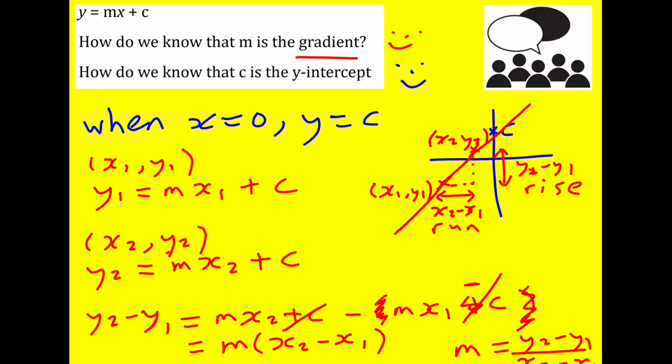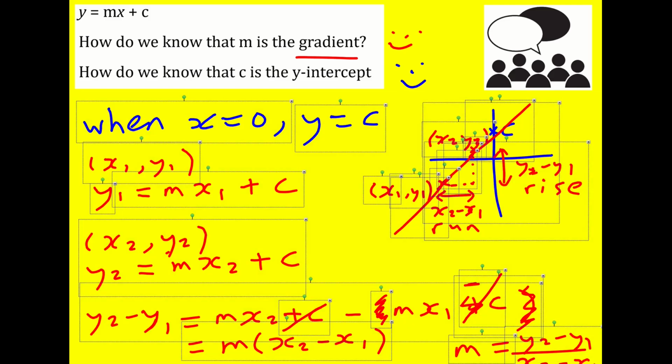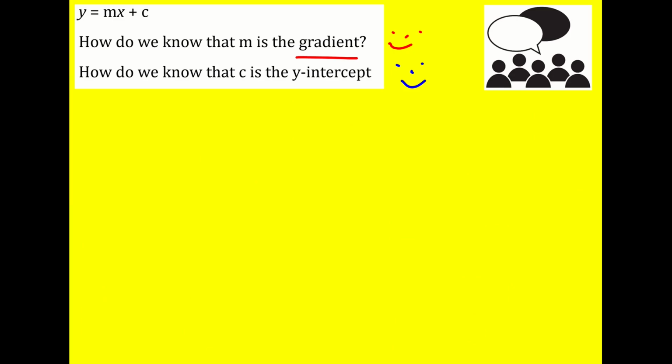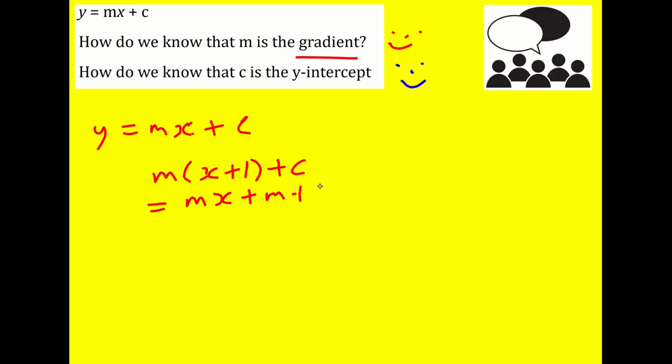You can see that if you increase x by 1, let's have a little go. I'm just going to get rid of this now. Just one final little argument. So if I had y equals mx plus c, if I increase x by 1, then I'm going to get m(x plus 1) plus c, and that is going to equal mx plus m plus c.